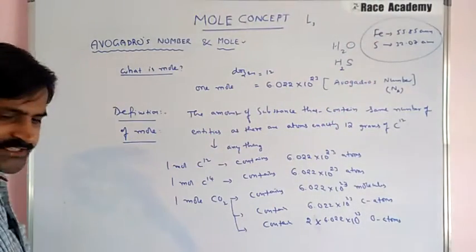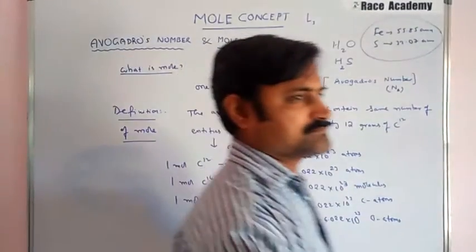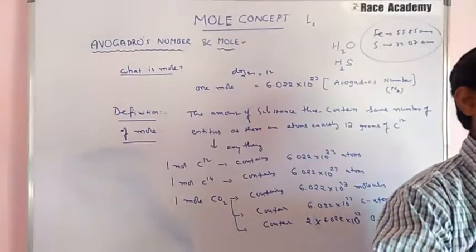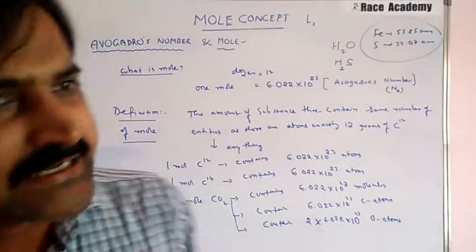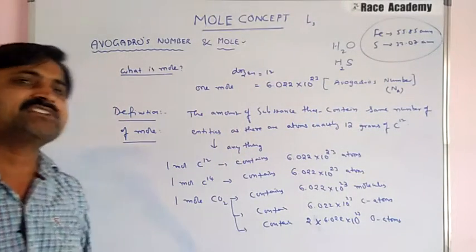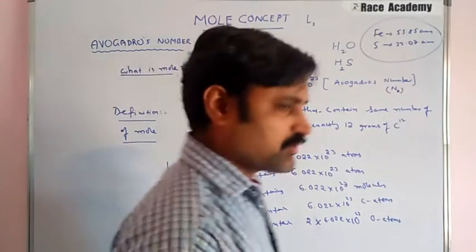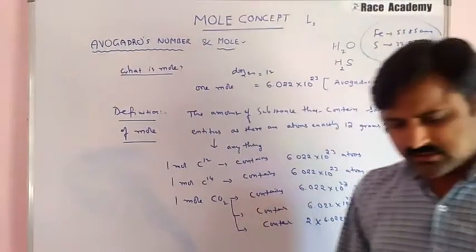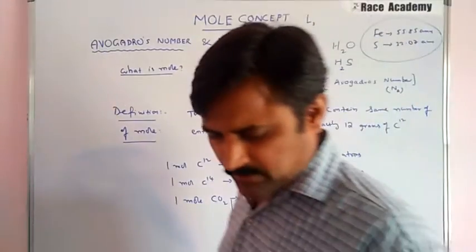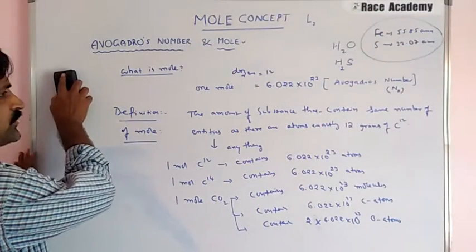So now we understand what Avogadro's number is. The definition of a mole is the amount of a substance that contains the same number of entities, atoms, as exactly 12 grams of carbon-12. Next we are going to talk about molar masses. Hope you understand this one.